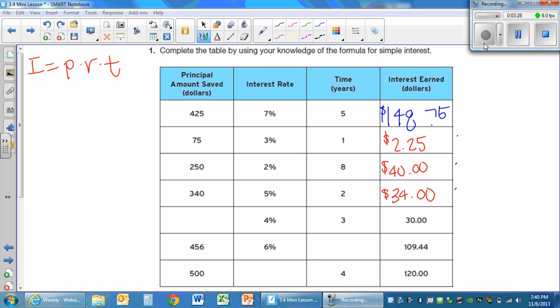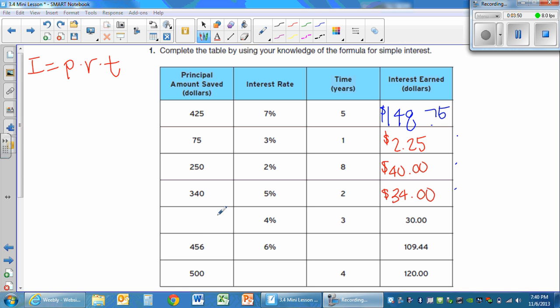Here are the answers to the 3 problems that you just tried on your own. If you did not get the correct answers, you need to pause the video and rework them using this formula, I equals PRT, to try and get the correct answers. I'm going to move on and show you how to do one that doesn't start out looking for I, and then I'm going to let you do the next 2 on your own.